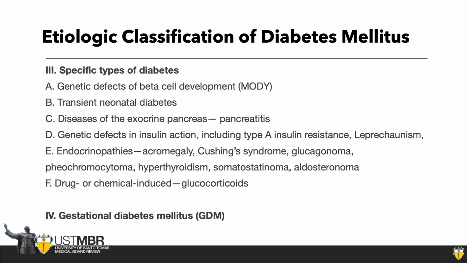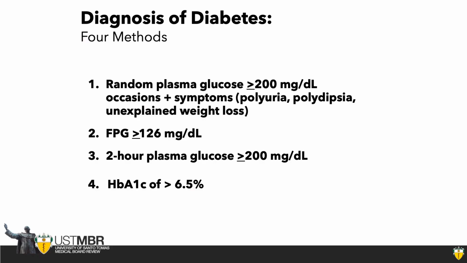Endocrinopathies. Remember, there are 4 counter-regulatory hormones for insulin. Every time you are fasting, there are 4 hormones that go up to raise your sugar: glucagon, cortisol, growth hormone, and catecholamines. So it makes sense that if you have any excess of these 4, in acromegaly, Cushing syndrome, glucagonoma, and pheochromocytoma, part and parcel of the problem might be hyperglycemia or diabetes. And then you have your gestational diabetes. So diagnosis, there are 4, okay, just memorize them.